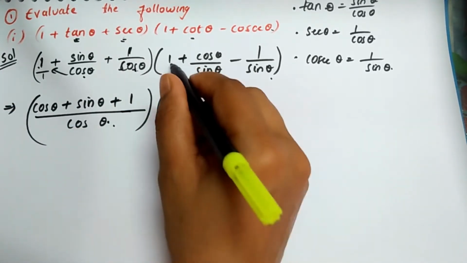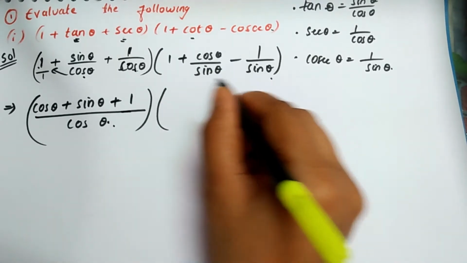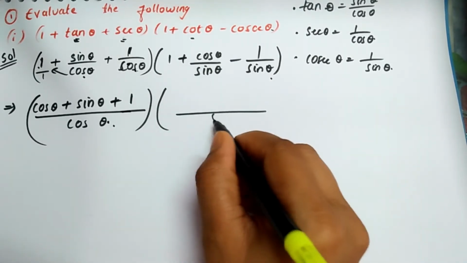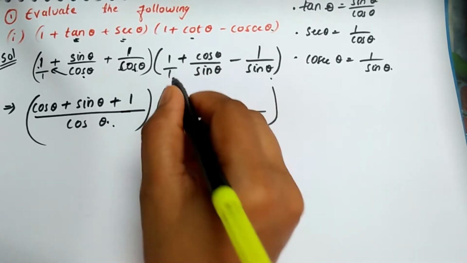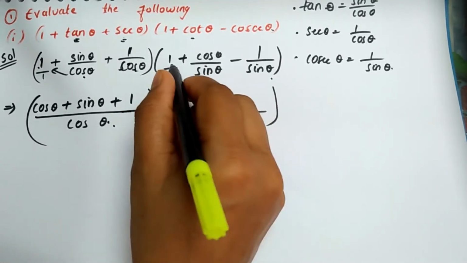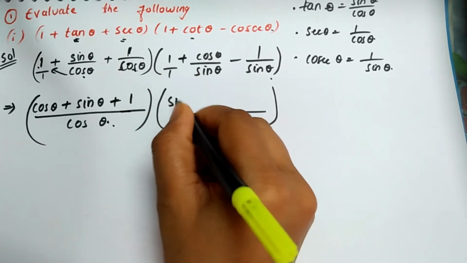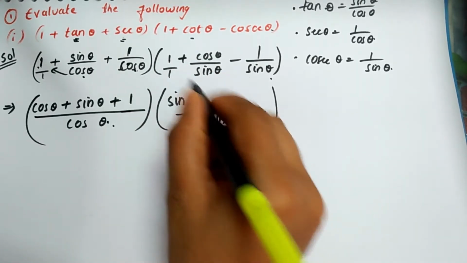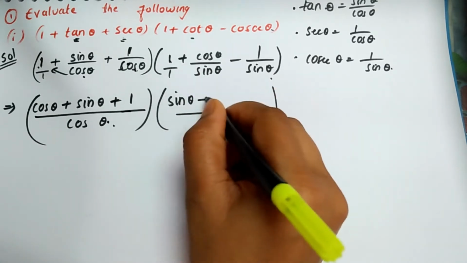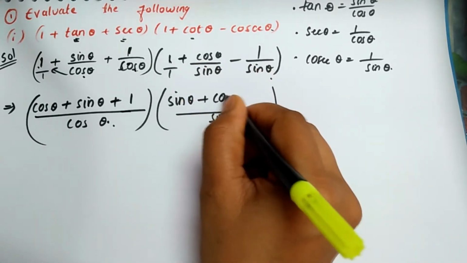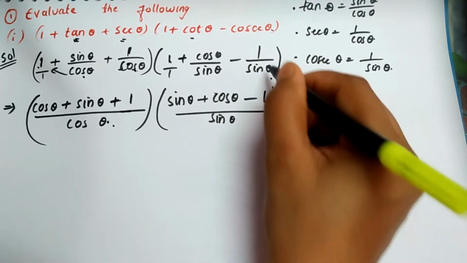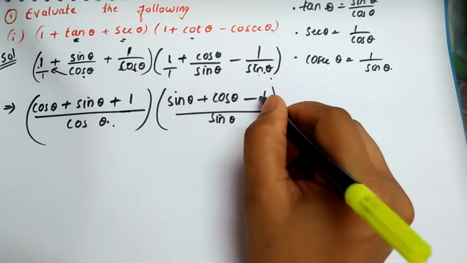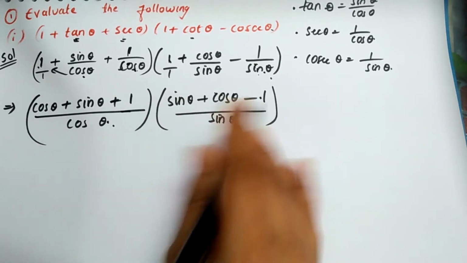Next thing that we will be doing is, what is the LCM of this? It is sin theta, right? Now we don't have sin here, so we'll be multiplying and dividing by sin here. So in place of 1, it will be sin theta. Cos theta we take as it is, because sin theta is already present, and minus 1 we take as it is because it is divided by sin theta already, right? We got a simplified form.